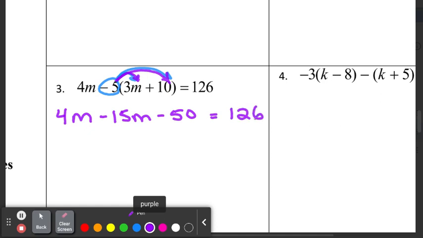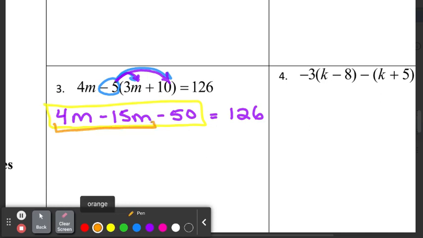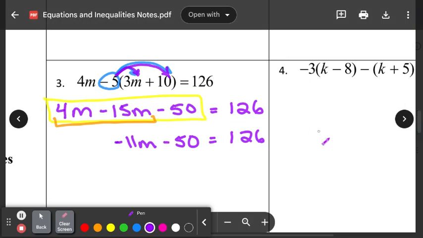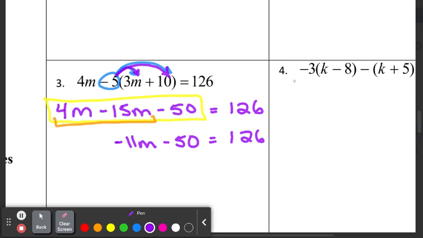So that's step 1. Now for step 2, I'm looking for like terms. And like terms are on the same side of the equal to sign. So here I have a 4m and a 15m. 4m minus 15m is negative 11m minus 50. That minus 50 doesn't have anything to combine with on that side. And 126 is the only thing on the right side, so obviously there's no like terms because there's only one thing. So now I'm going to do opposites, step 3, to get the m by itself.